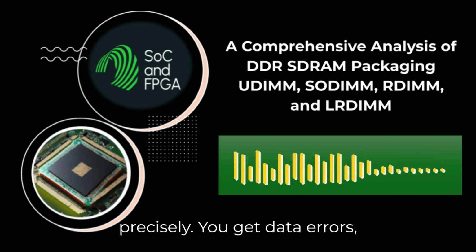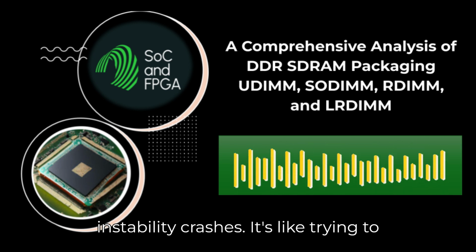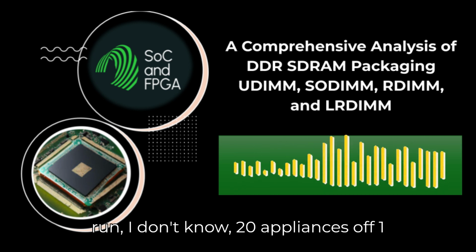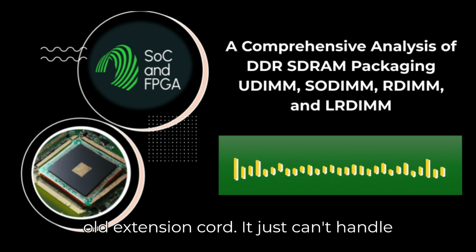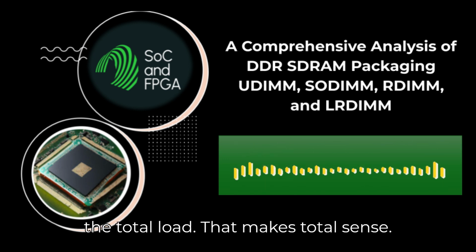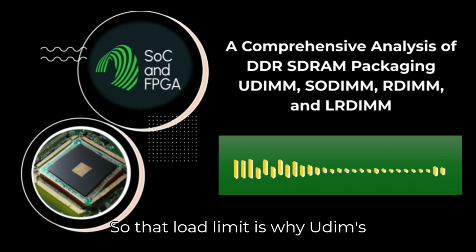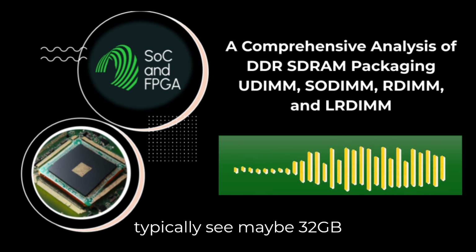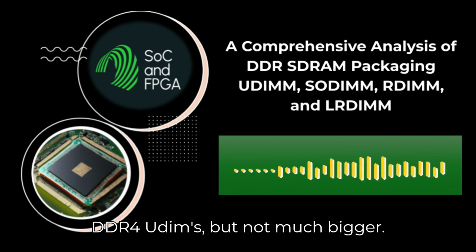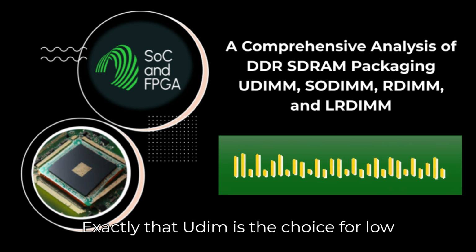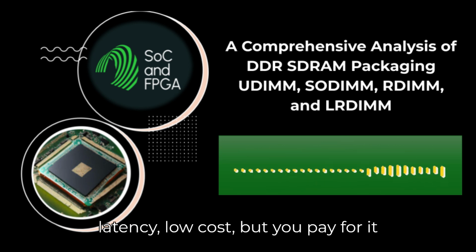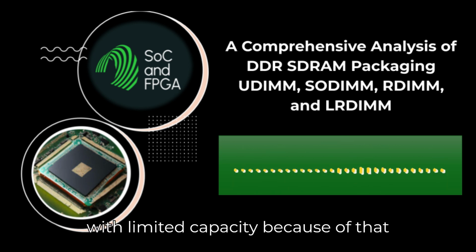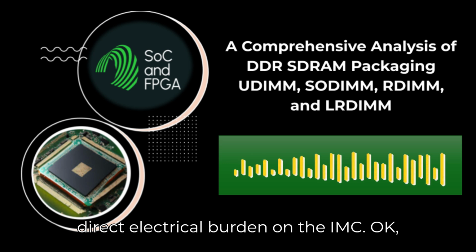Precisely. You get data errors, instability, crashes. It's like trying to run, I don't know, 20 appliances off one old extension cord. It just can't handle the total load. That makes total sense. So that load limit is why UDIMMs generally max out in capacity? Like you typically see maybe 32 GB DDR4 UDIMMs, but not much bigger. Exactly that. UDIMM is the choice for low latency, low cost, but you pay for it with limited capacity because of that direct electrical burden on the IMC.